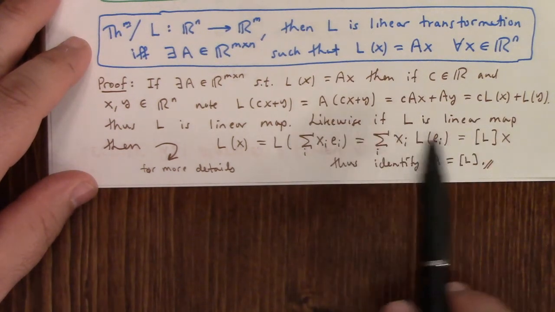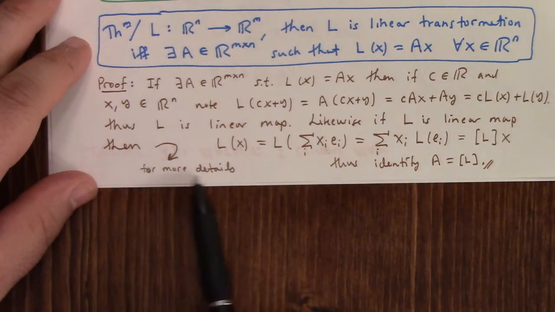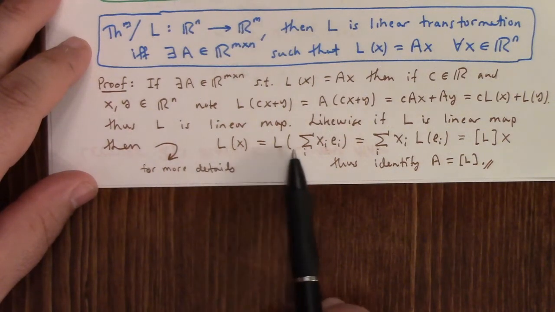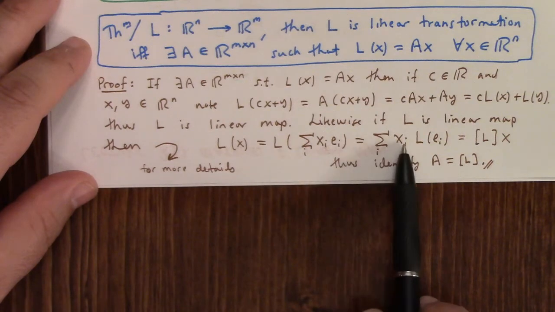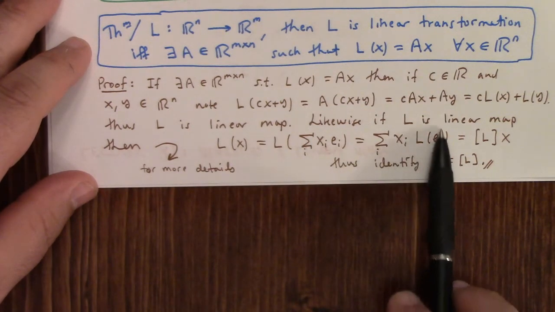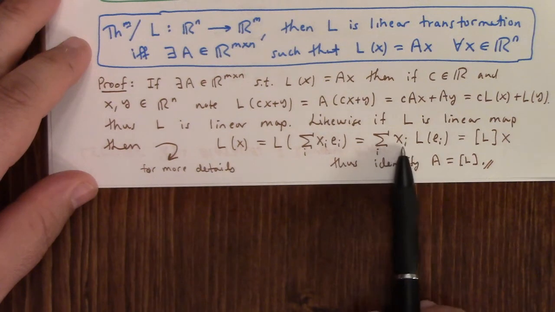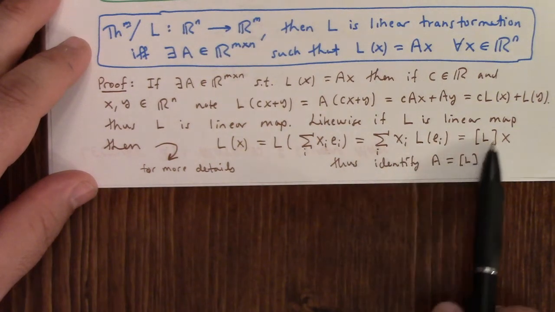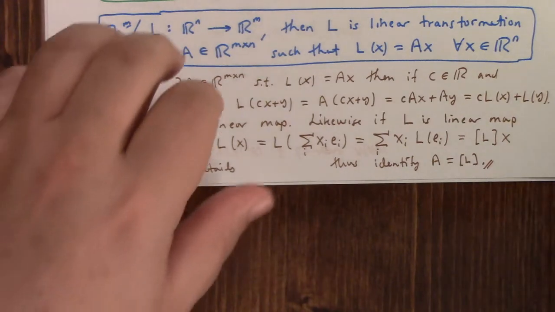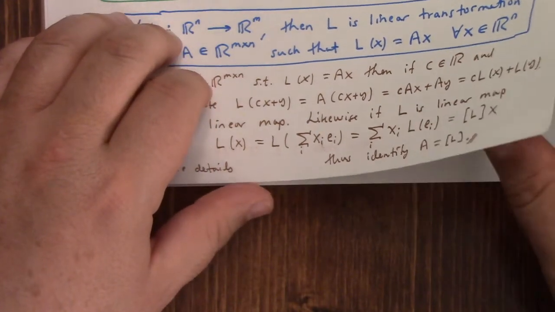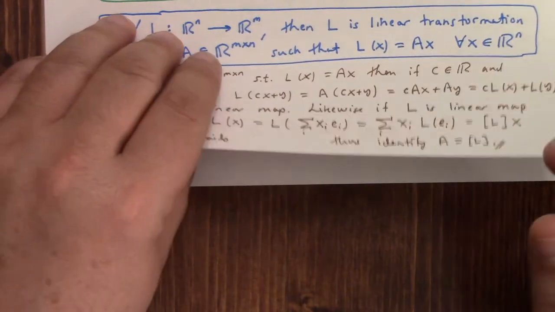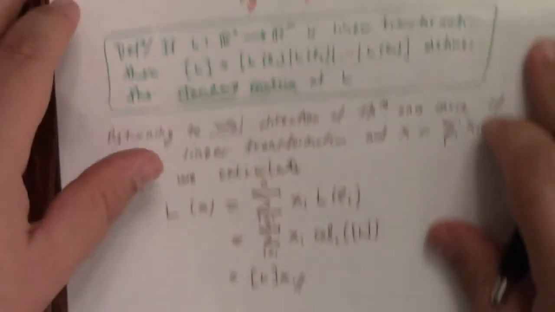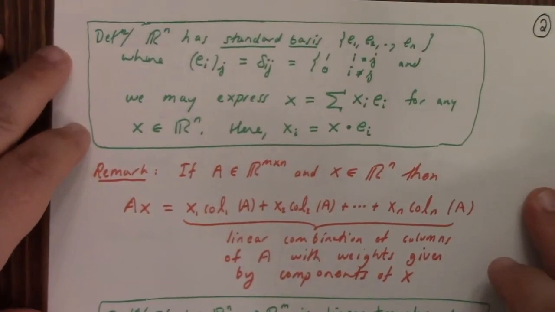And conversely, if L is linear, then I'll explain more next page. L(x) is equal to L of the sum over x_i e_i, which you can pull the sum and the x_i out, and that gives you x_i L(e_i). And this is a linear combination of vectors L(e_i) with weights x_i, and so that's the matrix L times x, where I'll define L next page. So basically, that's the main thing: if you've got a matrix formula for the function, it's a linear transformation, and only if that's possible is it a linear transformation. So here are some of the details on that.